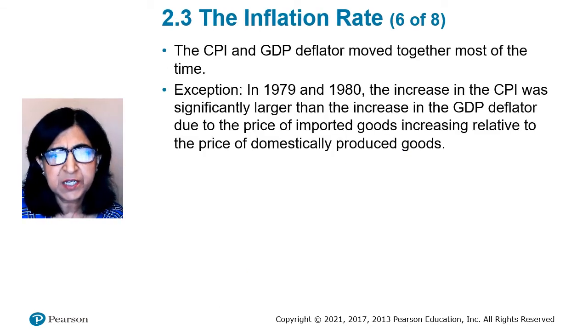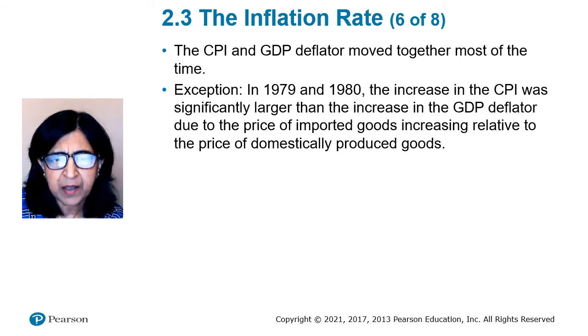Recall that the GDP deflator is the price of goods produced in the United States, whereas the CPI is the price of goods consumed in the United States. That means when the price of imported goods increases relative to the price of goods produced in the United States, the CPI increases faster than the GDP deflator.